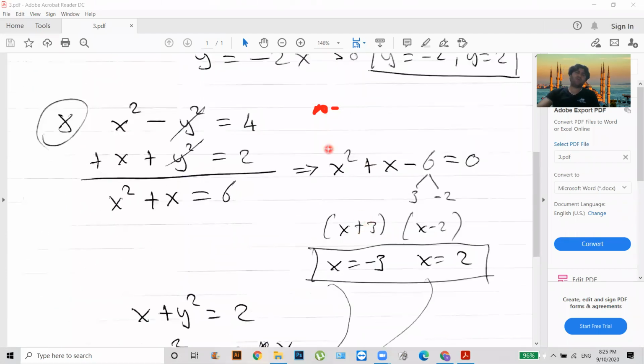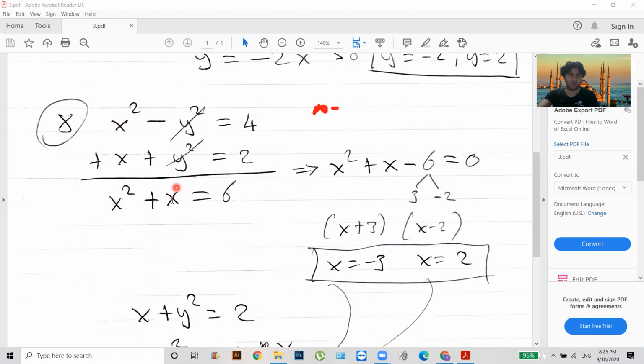Last question. Okay, this question here, guys, it's a bit difficult. x squared minus y squared equals 4, x plus y squared equals 2. Then we're going to use the cancellation method. There are a few other methods, but this is the one you are familiar with. So we're going to add them together now. Negative y squared plus y squared will cancel each other, guys. x squared plus x equals 6.